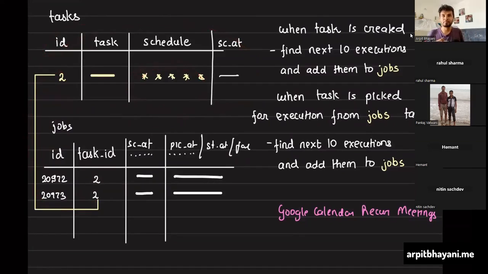Now, one very interesting challenge comes in with scheduling: for how many entries in the future should you be scheduling the task for execution? You cannot just create 1,000 entries for the task, or 1 million entries, or 10 entries. What's that sweet spot?